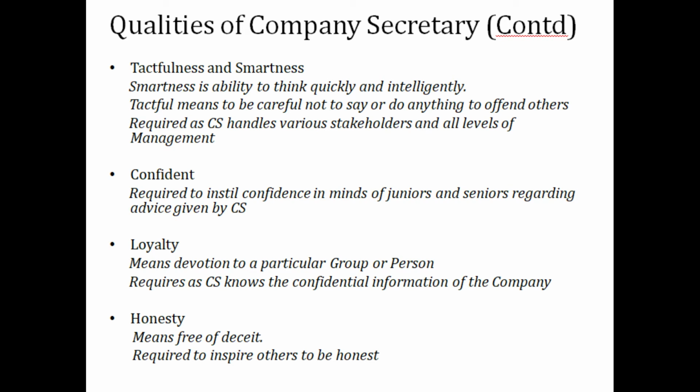Loyalty. The CS is part of the top management of the company, and thus he is privy to a lot of confidential information.